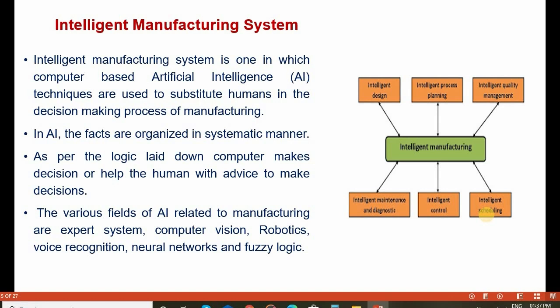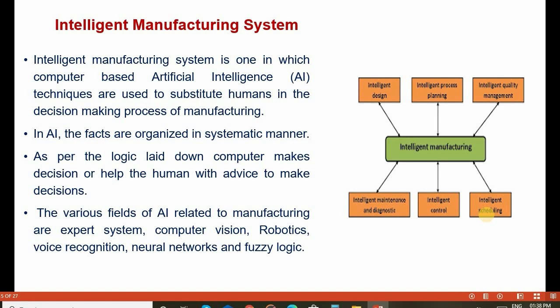During manufacturing, decision-making is a very important parameter. In decision-making, artificial intelligence techniques are substituted in place of humans. So artificial intelligence plays an important role in the substitution of humans for various decision-making processes of manufacturing in the industry.